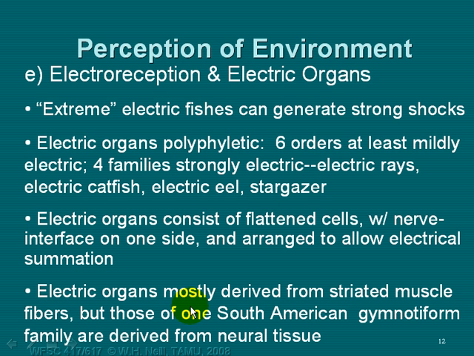Extreme electric fishes that can generate shocks have electric organs that have different developmental origins. They're probably polyphyletic in their origins. And there are four families of fishes that are strongly electric, and they're the rays, the electric catfish, electric eel, and the stargazer.